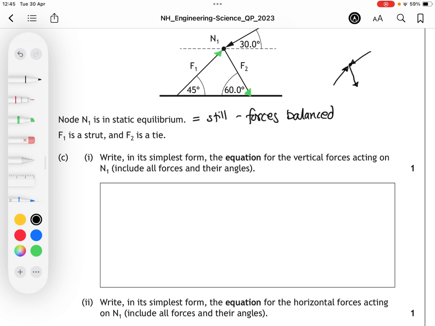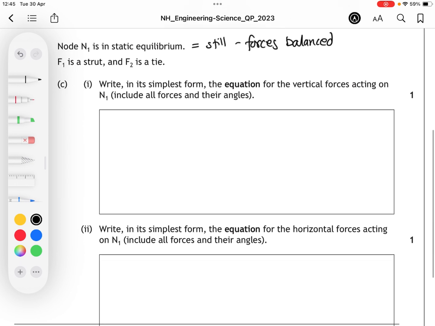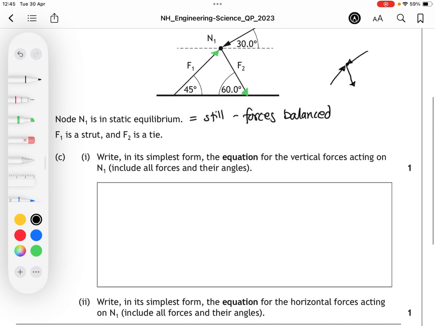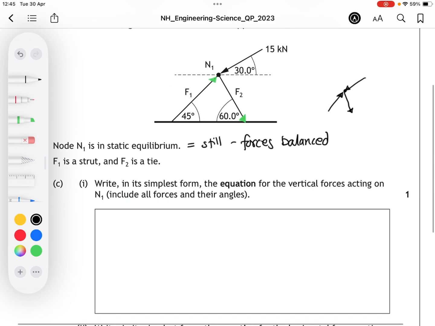Now, for part C, so part I, we're asked to write, in its simplest form, the equation for the vertical forces acting on node 1, N1, including all the forces and their angles. So, looking at this, we are going to be getting one term that includes this 15 kilonewton force, one term that includes F1, and one term that includes F2. So make sure you include all of those when you're doing this, and basically you're resolving vertically.